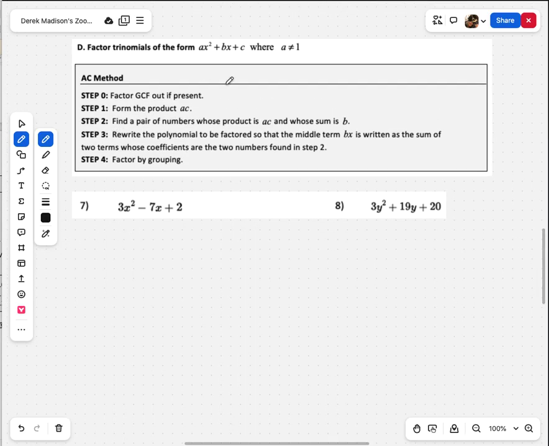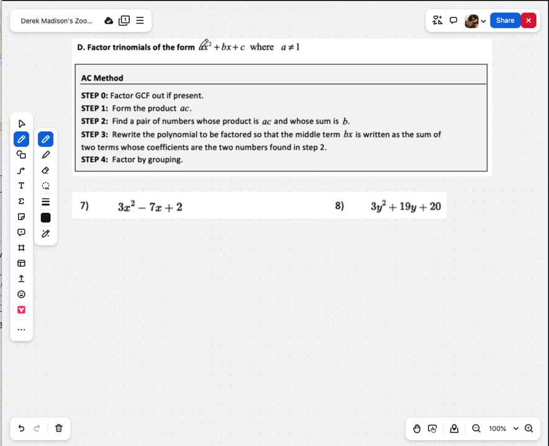Okay, this is probably the most difficult of the factoring methods. So this is where a does not equal 1 and also isn't a perfect square, because we'll see a special case in the next part here for when a is not 1 but it happens to be a perfect square. So for this, what we do is again factor out the GCF if it's present, and then we find the product of a times c.